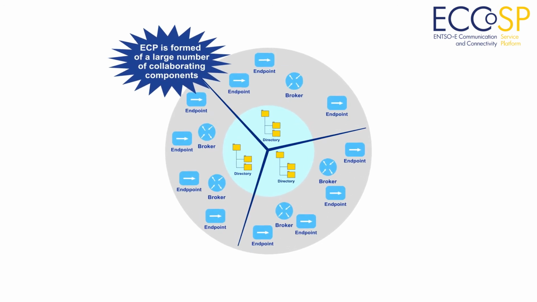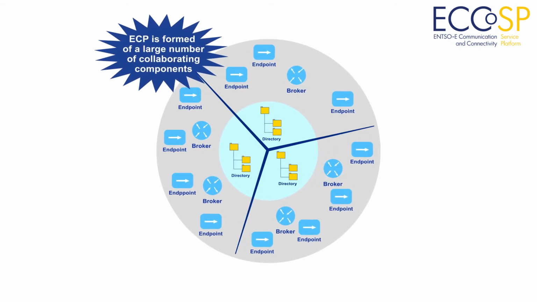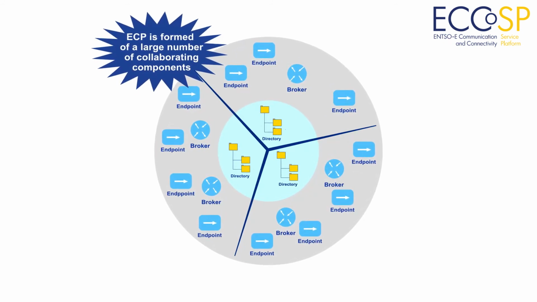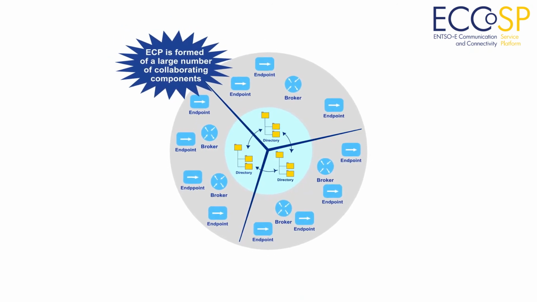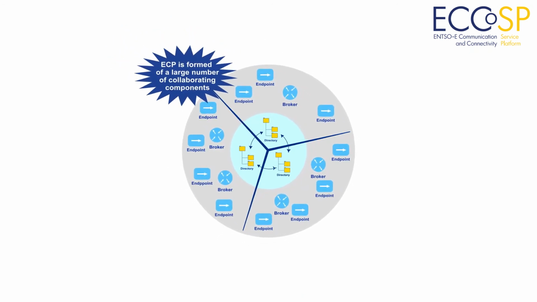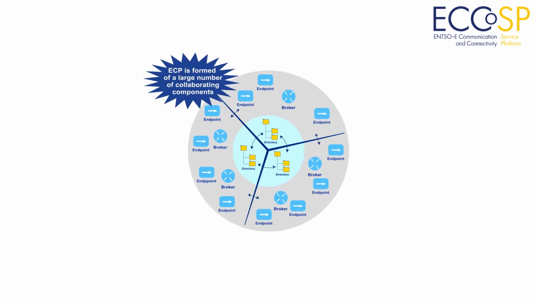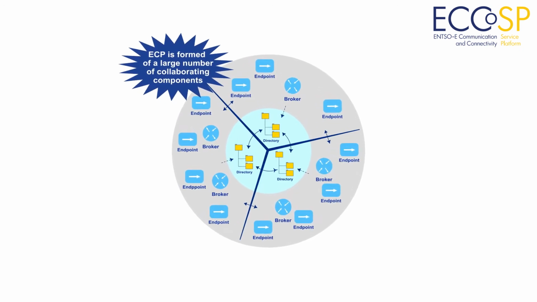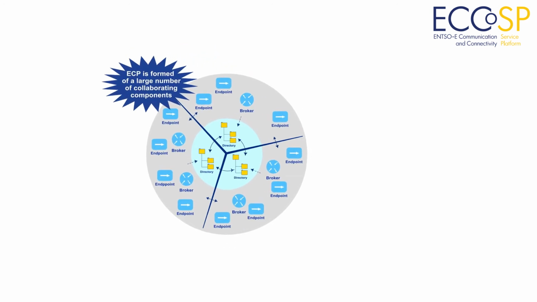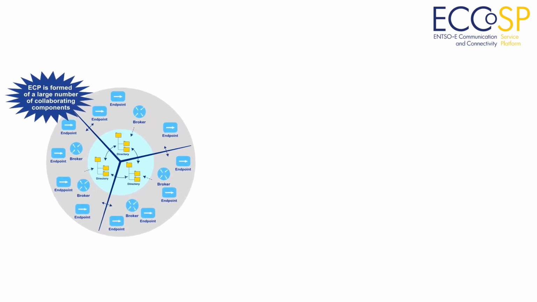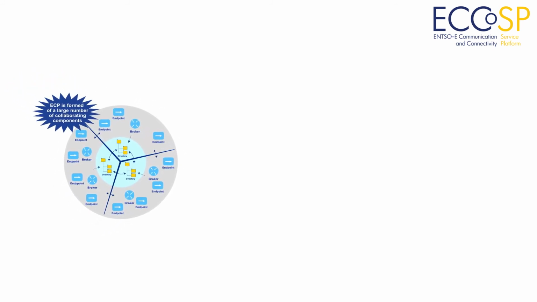ECP has a distributed architecture. It does not have any single central component. All component directories have equal responsibilities. Each manages its own part of the ECP network. The information about all connected endpoints and brokers is regularly shared between the component directories, so that endpoints and brokers connected to different component directories can communicate with each other.